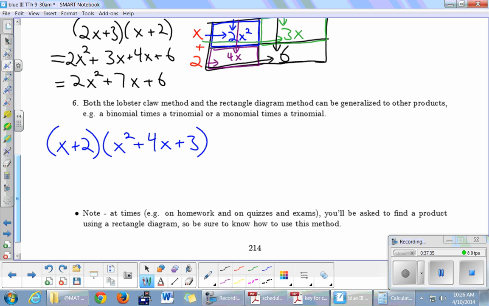This is different. The first thing in the parentheses, is it a binomial or a trinomial? Binomial, it's got two terms. In the second parentheses, trinomial. But the lobster claw and rectangle method both work. I'm just going to do the lobster claw method just to see that you could do it. This x has to multiply by what? By x squared, and also by the 4x, and also goes to everything.